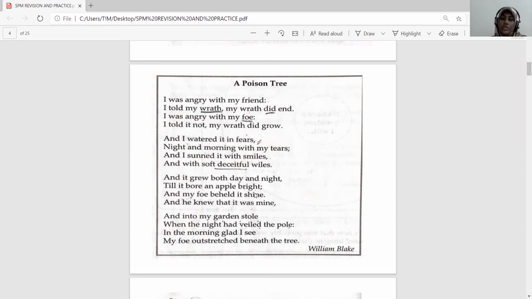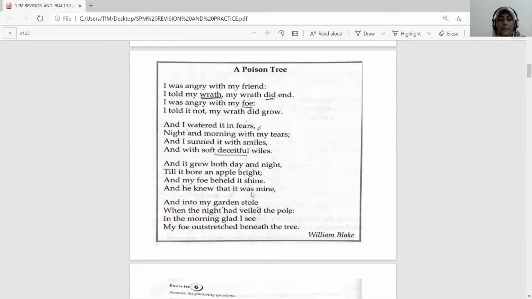Why are they using the tree? It just symbolizes his anger. The apple is showing his anger has grown, shining and very red and all that. All right. So he tricked the enemy by using the bright and shiny apple, which looked very delicious. However, the enemy was not aware. He was aware that it doesn't belong to him, but he wasn't aware that it contains poison.